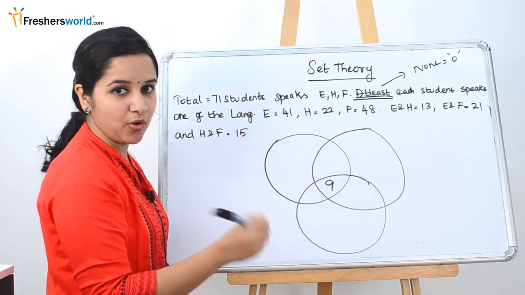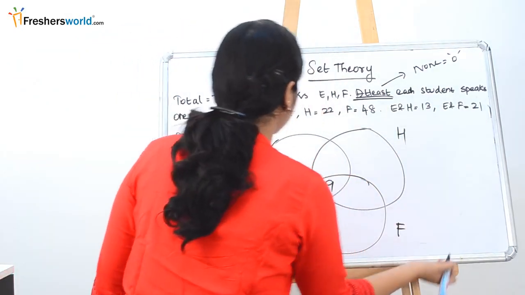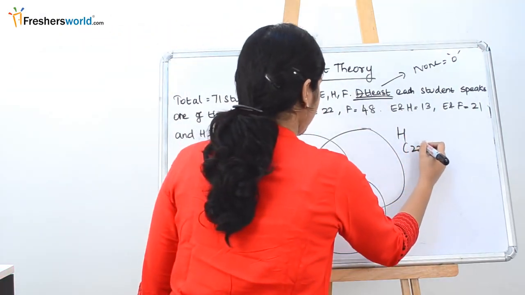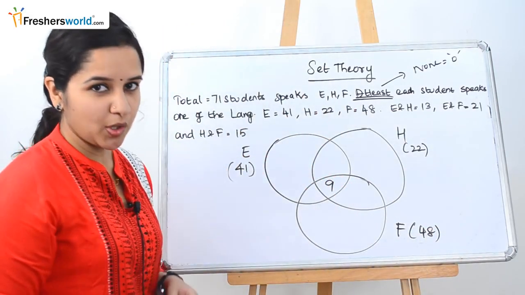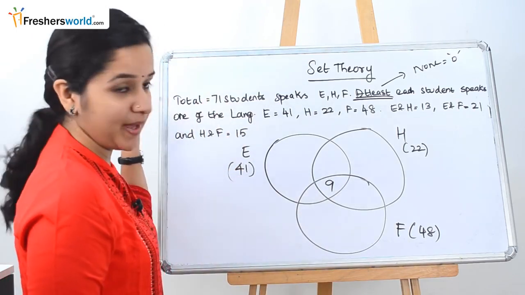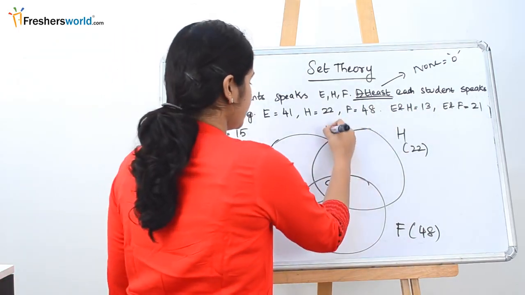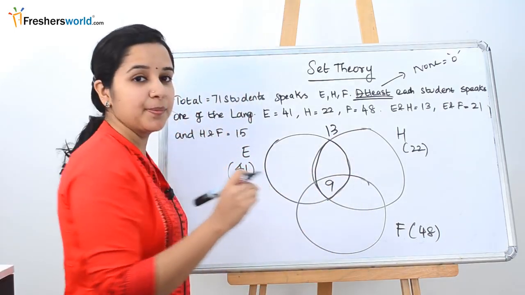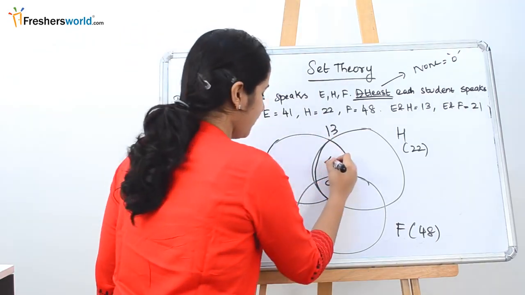Now let's start putting all the answers and find the question. So English, Hindi and French. English is 41, Hindi is 22, French is 48. So how did we solve last time? We went from the back of the question to the front. So we will start going from the back. English and Hindi is 13. So the overall circle that they are telling is 13. We know that the people who speak all the 3 languages is 9. So 13 minus 9 is nothing but 4.